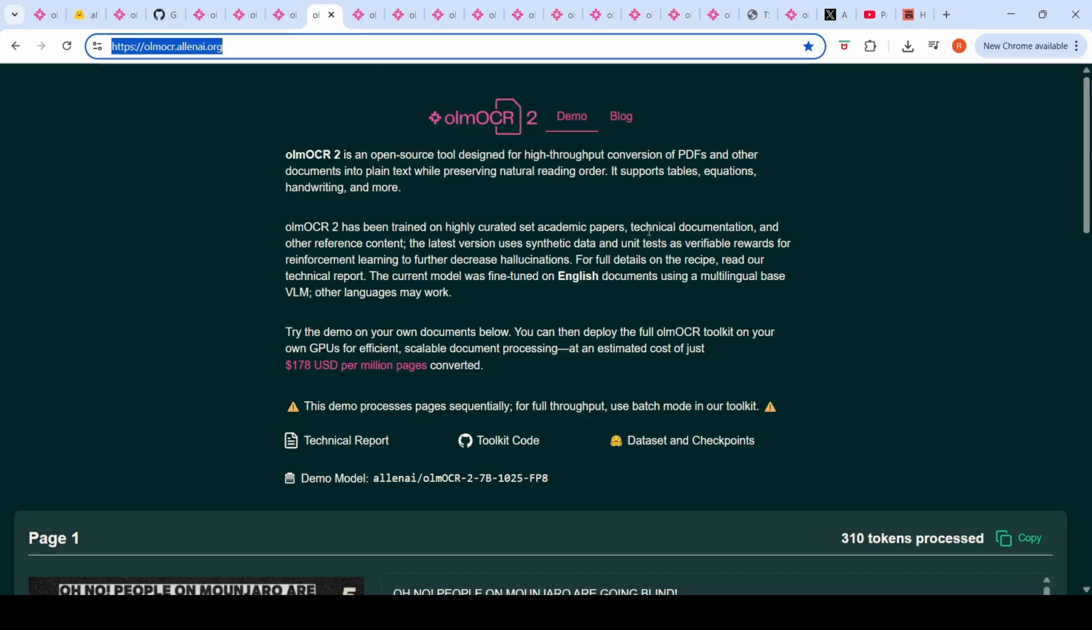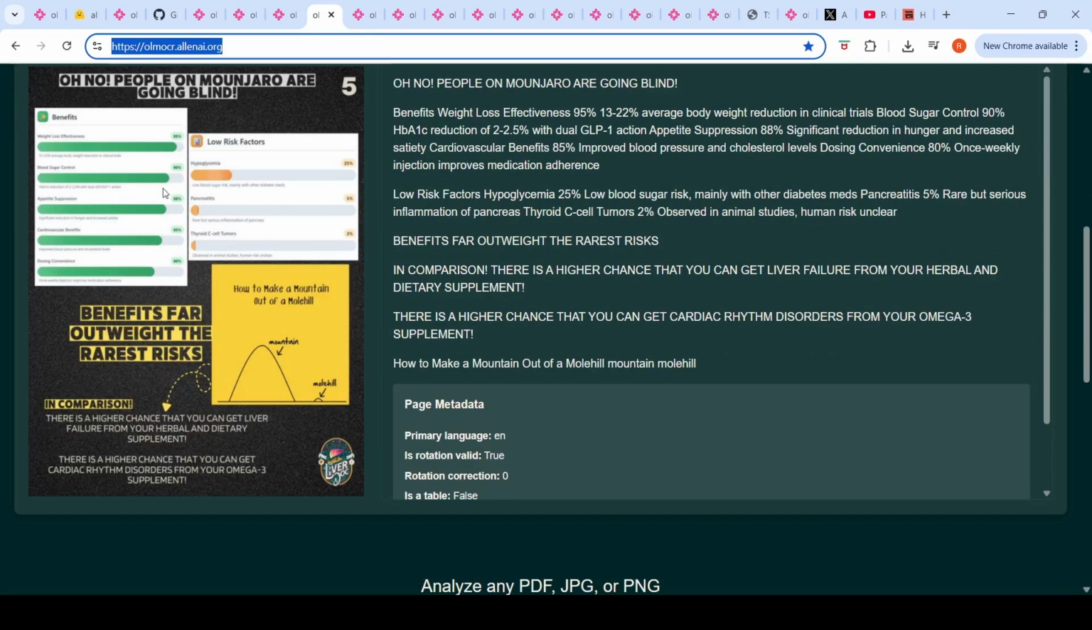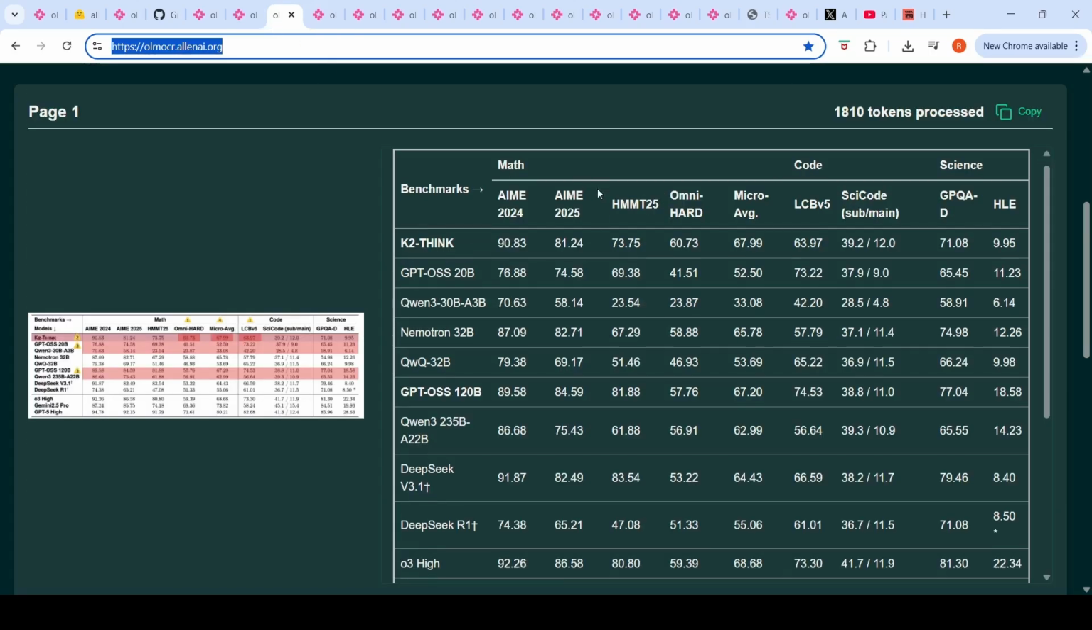One more example with graphs. Here we have low risk factors. This is a bar graph and there are some values present: 25%, 5%, 2%. It has pulled those values properly. Some models had an issue of hallucination here, for example this HbA1c reduction, which is present somewhere over here. There were hallucinations. This model is doing an excellent job of pulling the values out of it. So this has been one of the best OCR models which I have tested recently.